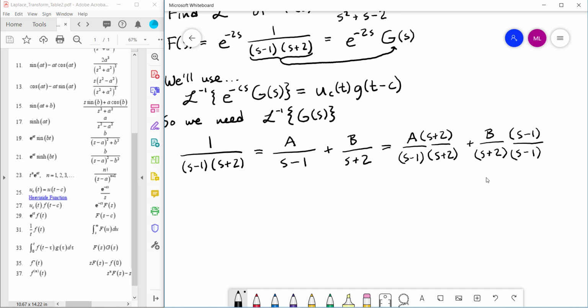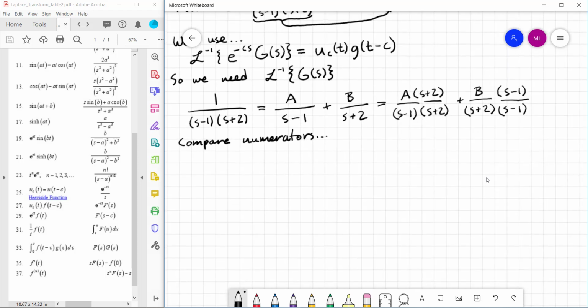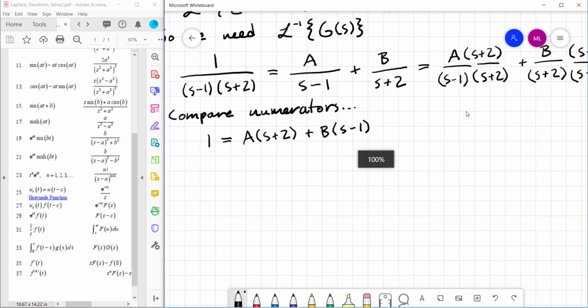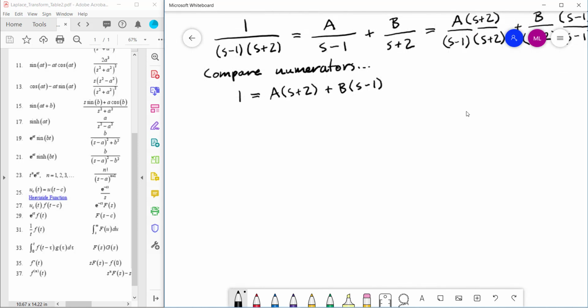Okay. After that, we compare just the numerators of these two equivalent results. So on the left, we have the 1. I'm comparing this numerator to this numerator. They're equivalent to each other, and the denominators are the same, so the numerators must also be the same. We've got A times s plus 2 plus B times s minus 1. This is an easy one. We have two distinct roots, so two linear factors for our roots.